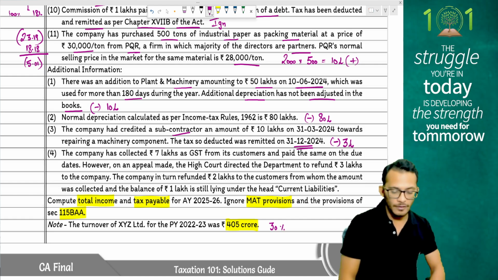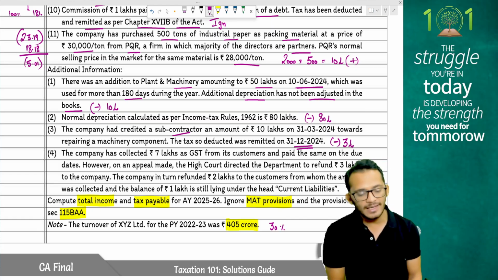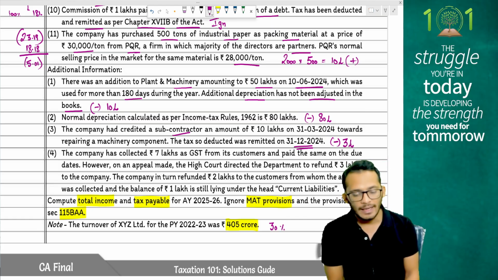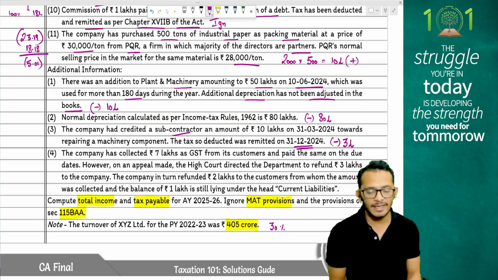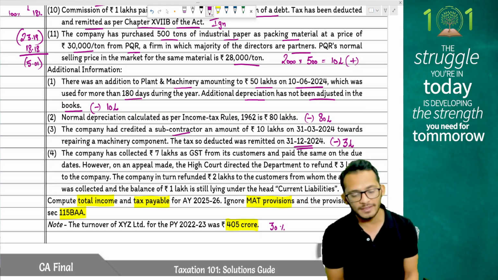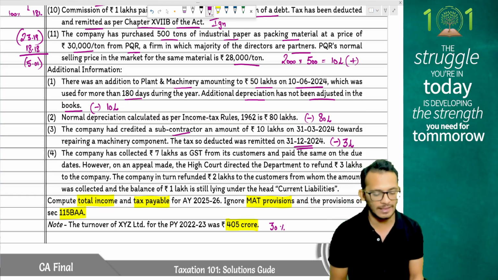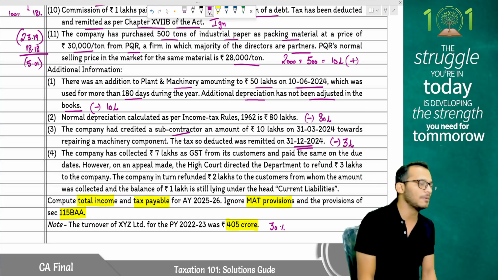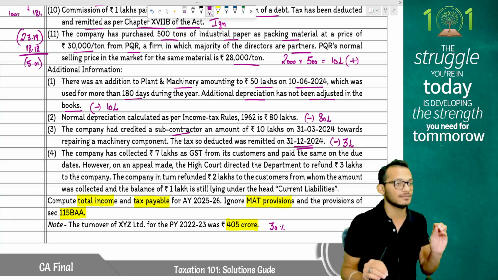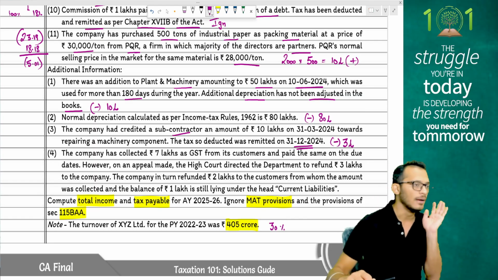Going forward. The company has collected 7 lakh rupees as GST from its customers and has paid the same on the due dates. However, on an appeal made, the High Court directed the department to refund 3 lakh rupees to the company. The company in turn refunded 2 lakh rupees to its customers from whom the amount was collected, and the balance of 1 lakh rupees is still lying in current liabilities. People, this is not something which is there in income tax. It's an accounting thing.